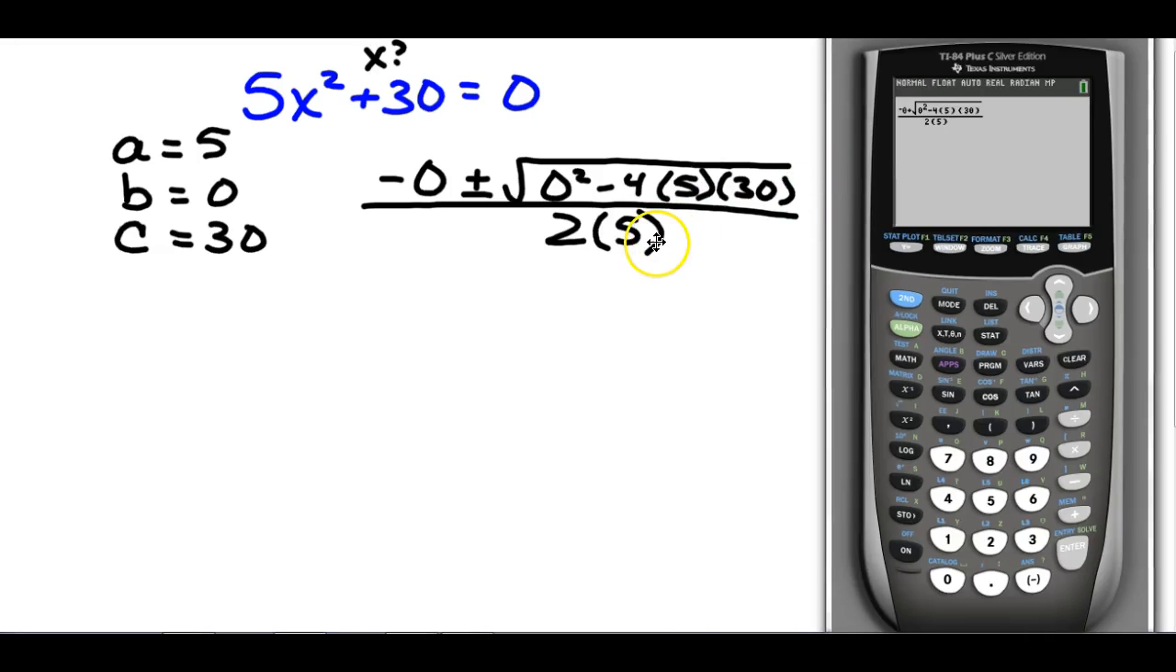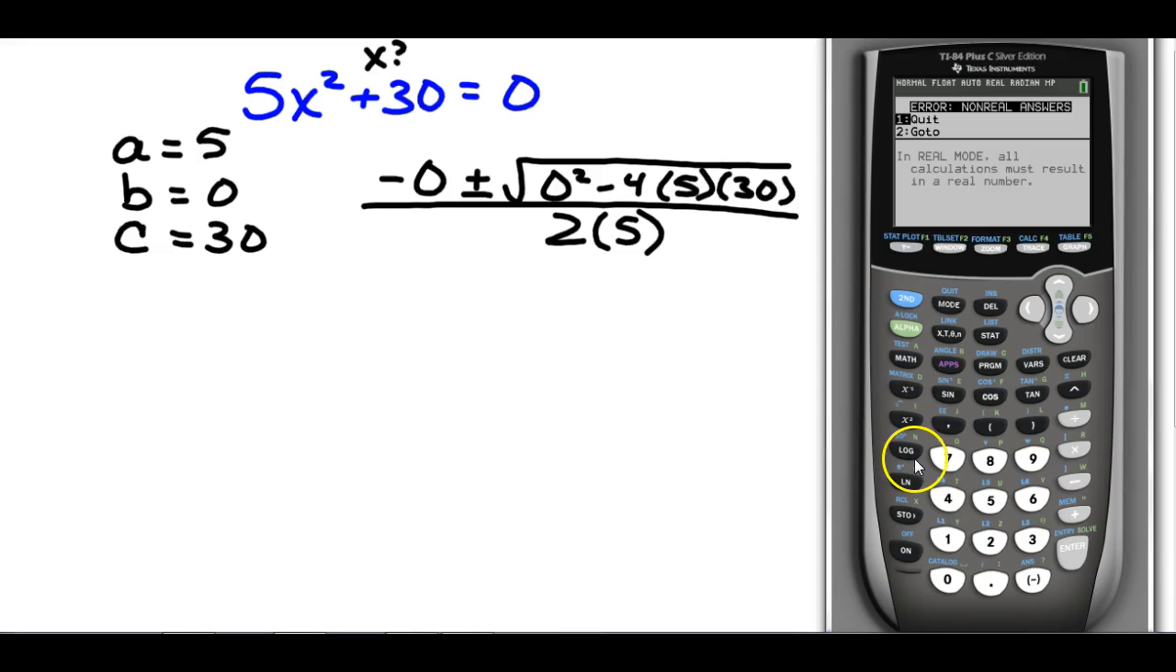In the magical time of the pause button, we change that a to a 5. Now we've got this in our calculator, and we press enter. And we get an error. And the error actually has some words there beside it. It says non-real answer. What that tells me is that this problem has an imaginary solution.